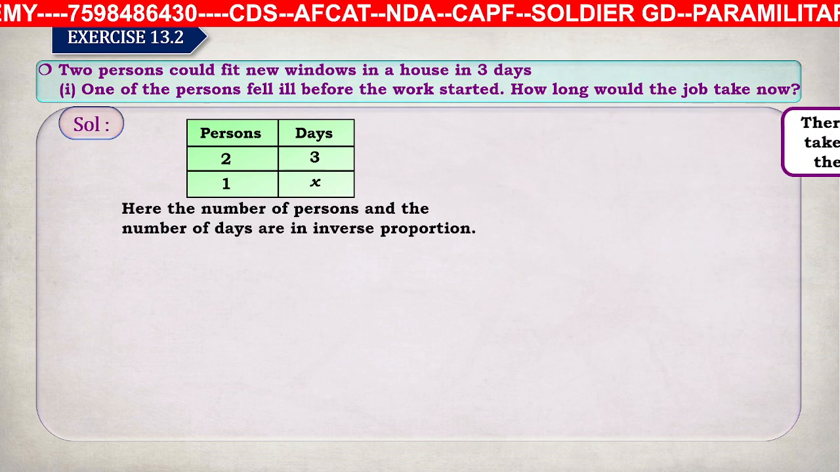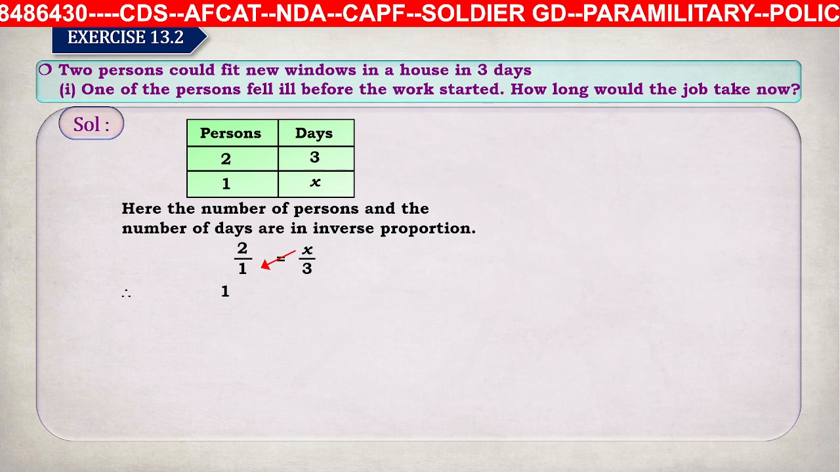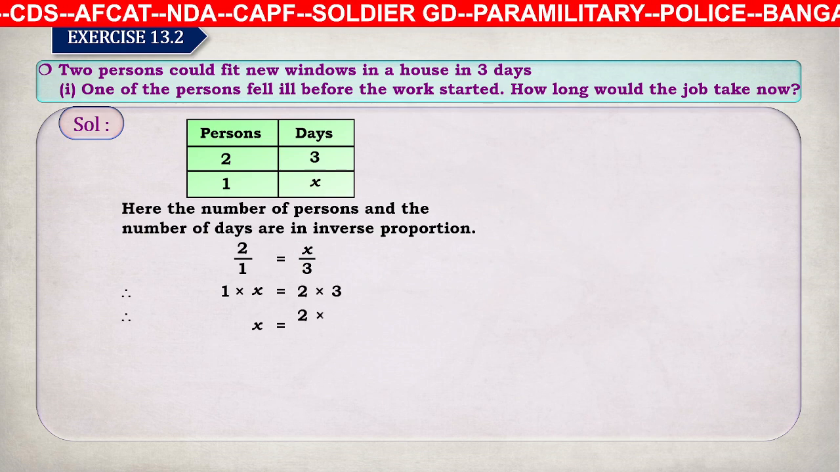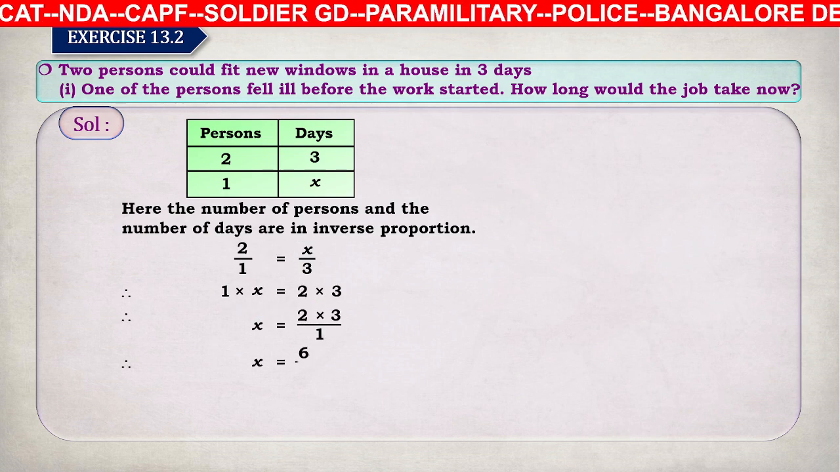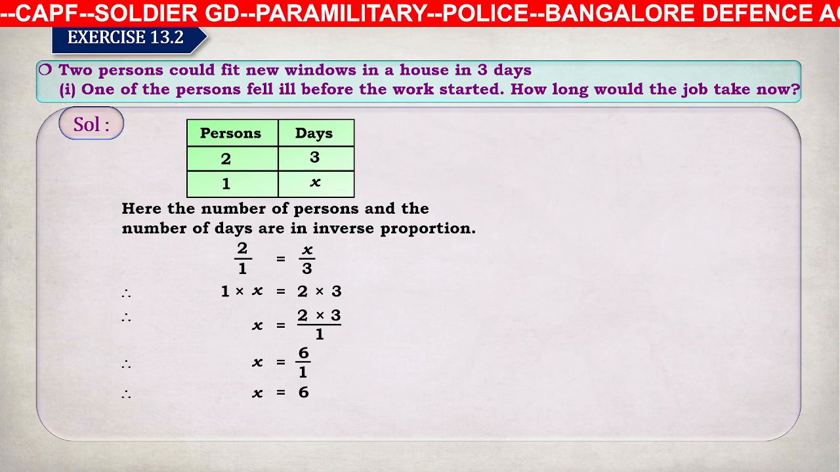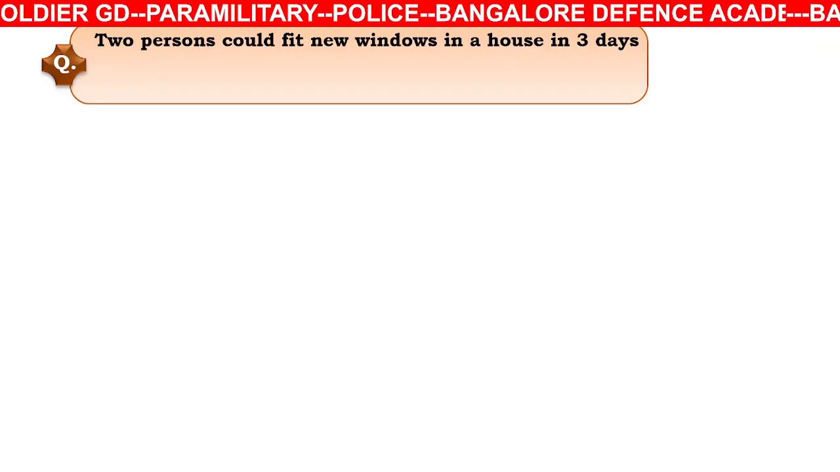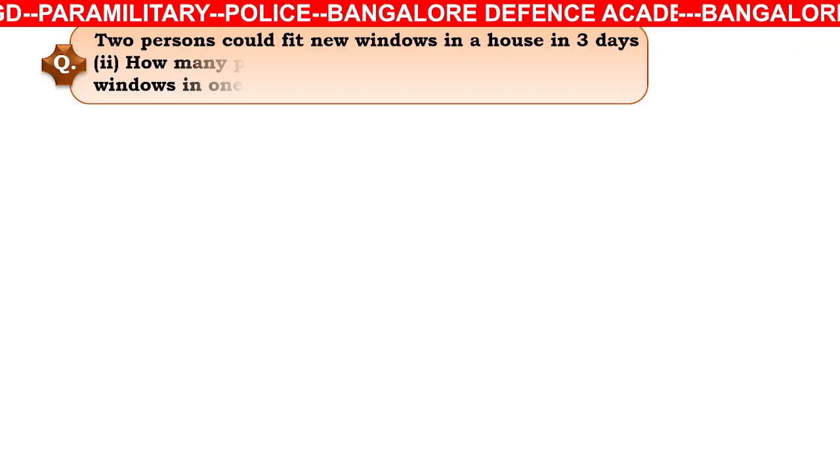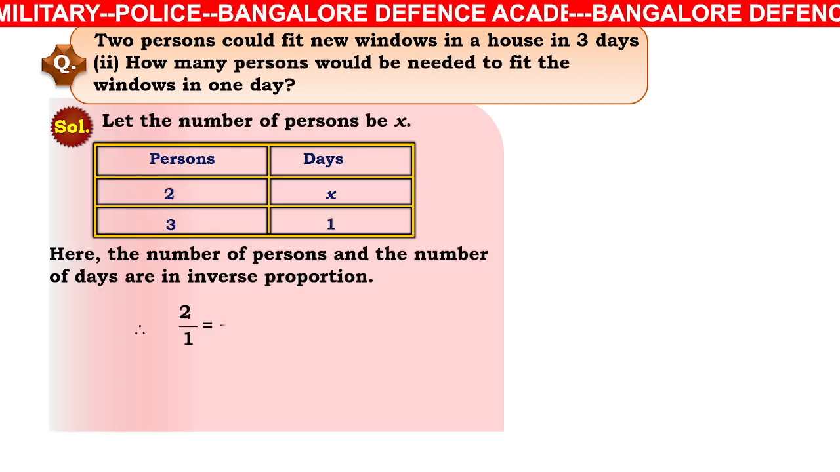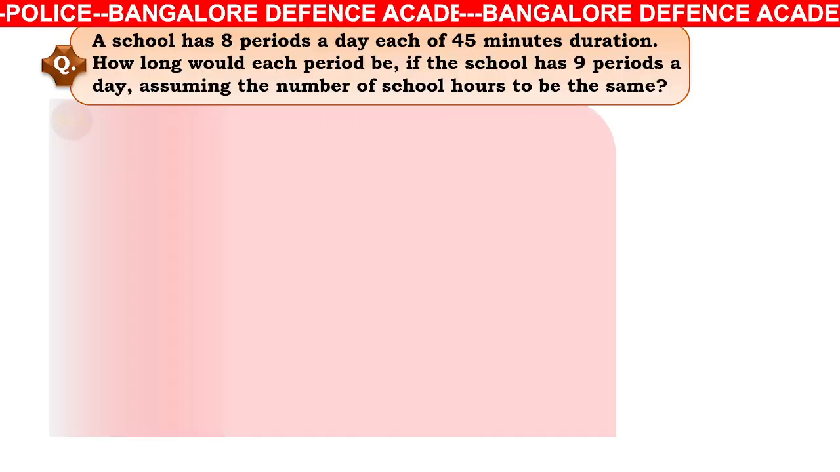So simple, I have to just cross multiply. You get the answer as 6. So the answer is 6 days. It will require double the number of days. So x is equal to 6. Now next, two persons. Actually it's the same question. I have solved this here. No need of this question once again.